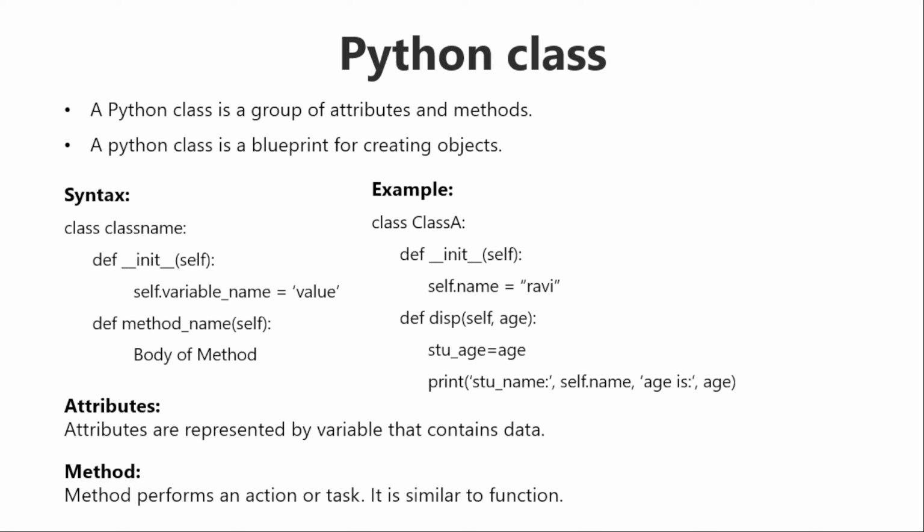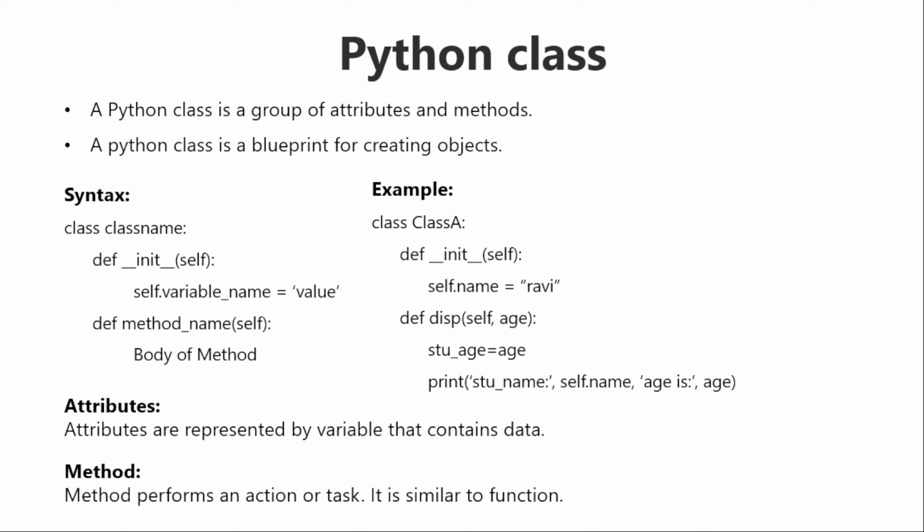We need to define a class name, and def __init__ is a constructor, and we need self, which is the first parameter. So self.variable_name = value. The variable name can be anything, and the value will be the input or the data which you want to give to the variable, which will be associated with self. We need to define a method, def method_name(self). So we can define a particular function here. The method name can be anything, and it should take self as the first parameter, and you can define the method.